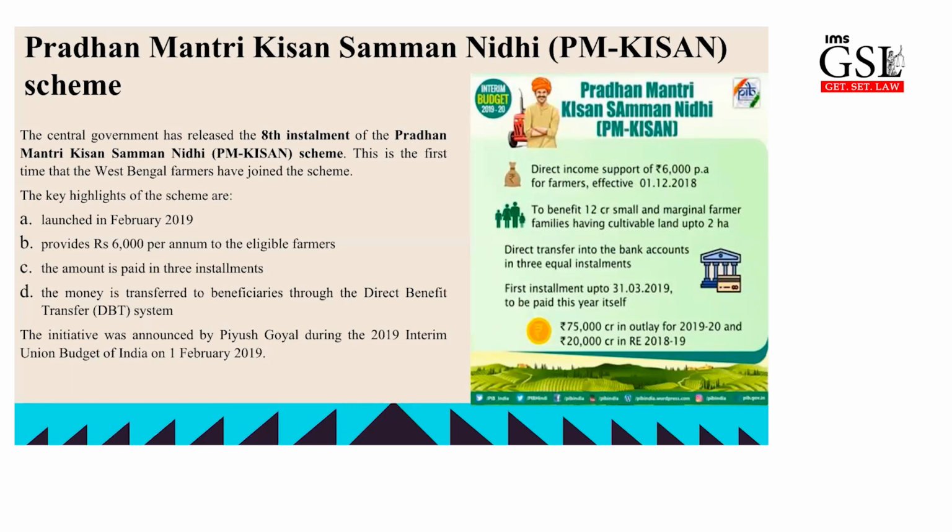All right, so this was about Pradhan Mantri Kisan Samman Nidhi Yojana. Direct transfer into bank accounts in three equal installments. First installment up to 31st March 2019 to be paid this year itself. 75,000 crore in outlay for 2019-2020 and 20,000 crore in 2018-2019. Alright, so this is Pradhan Mantri Kisan Samman Nidhi Yojana.